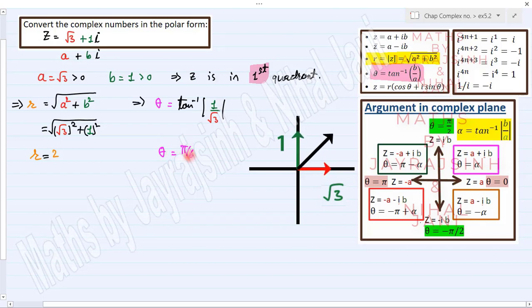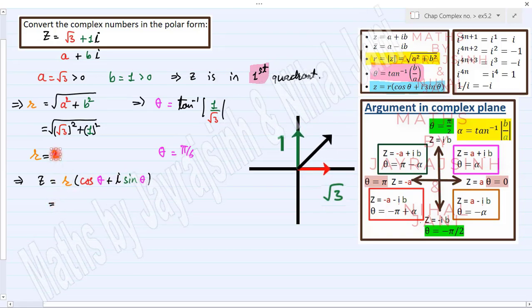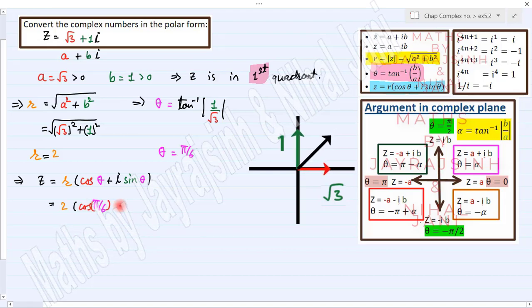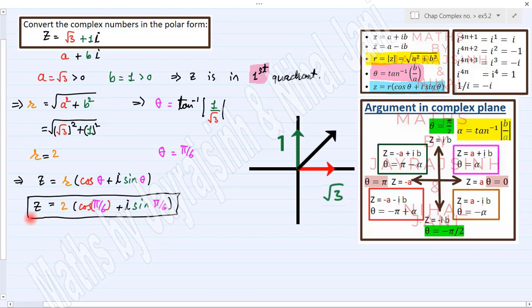So we are ready to convert our complex number into the polar form, which is r into cos theta plus i sin theta, where r is the modulus and theta is the argument, which is pi by 6. So you'll get cos pi by 6 plus i sin pi by 6. So tada! We get the polar form of our complex number.